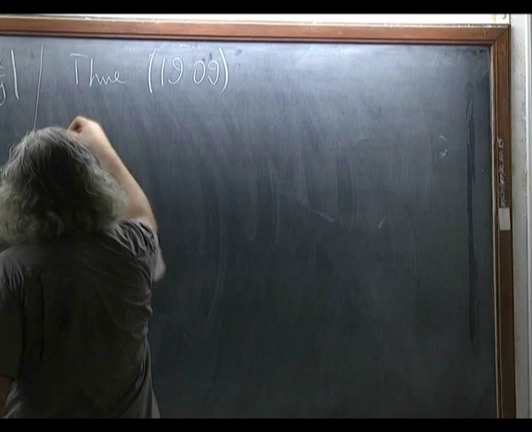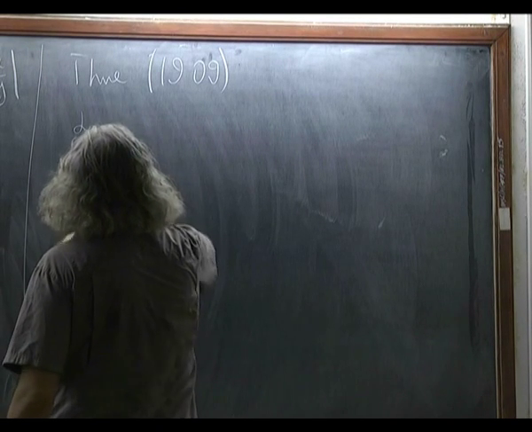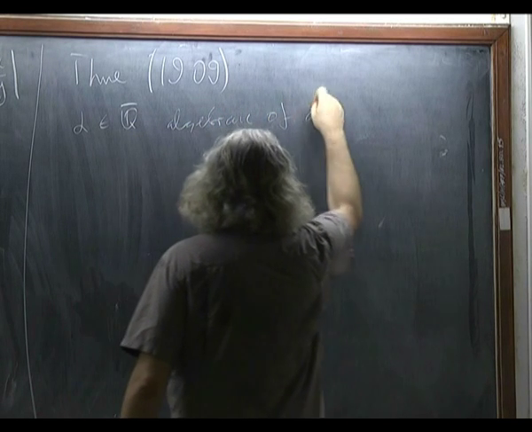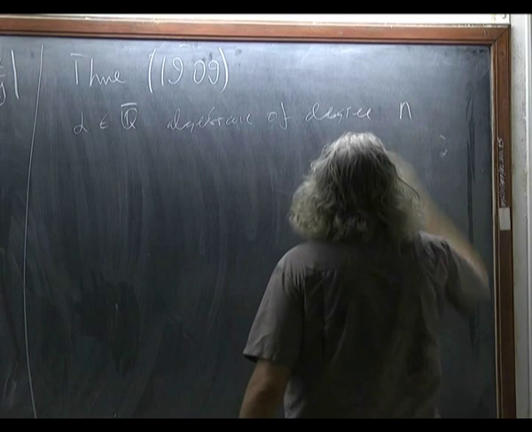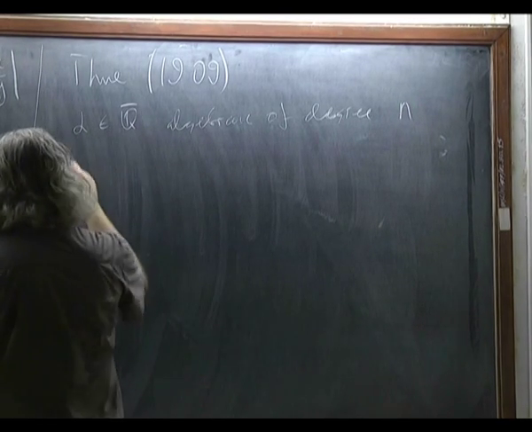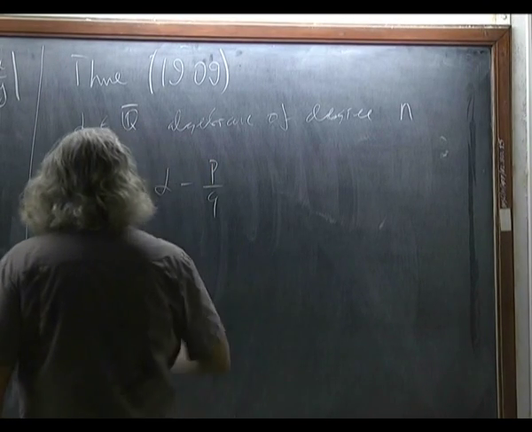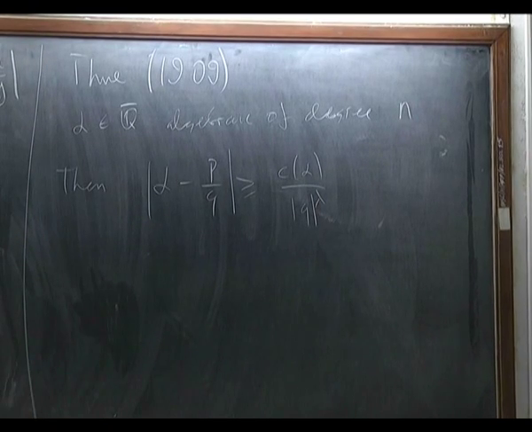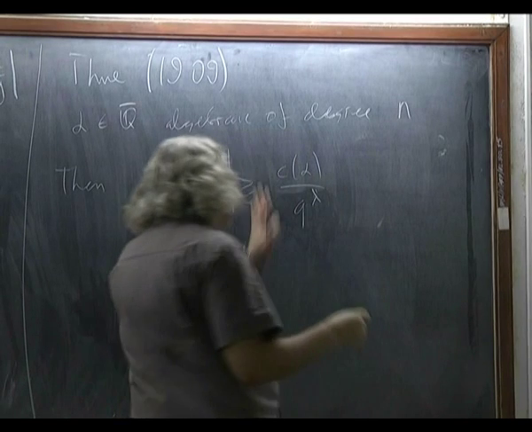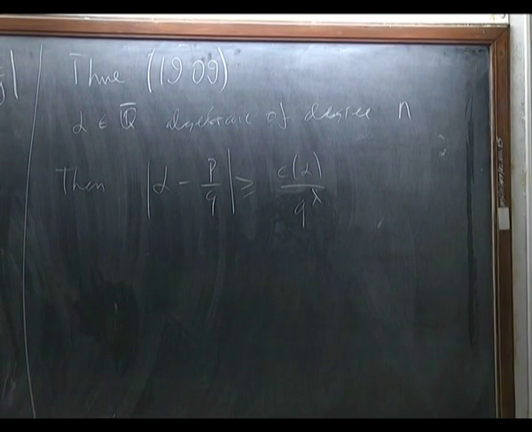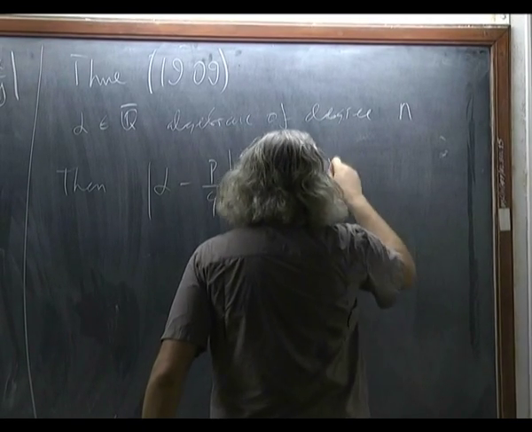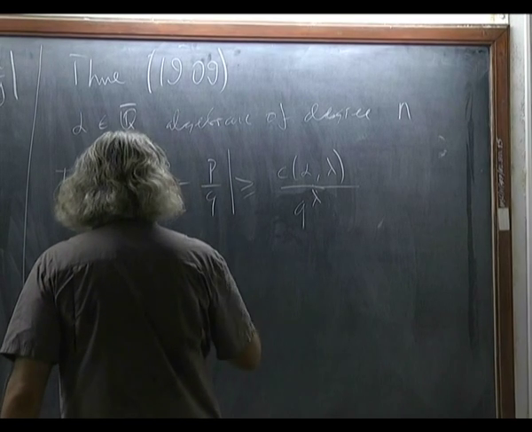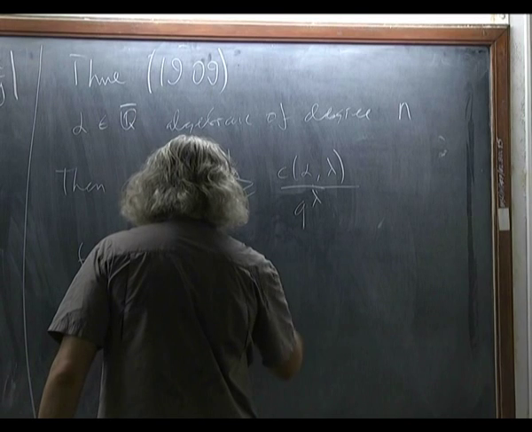Thue proved that if alpha is an algebraic number of degree n, then alpha minus p over q is, let me write, we always assume that q is positive, so I will not write the absolute value, then we have this inequality: at least C of alpha and lambda over q to the lambda, for any lambda bigger than n over 2 plus 1.